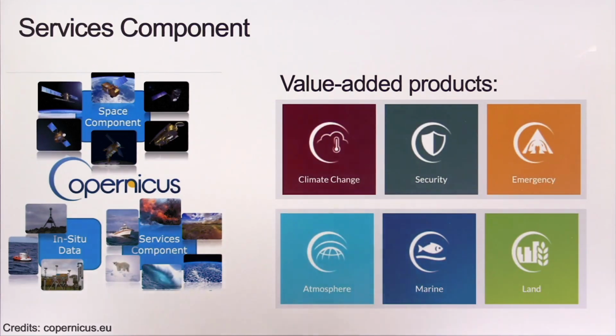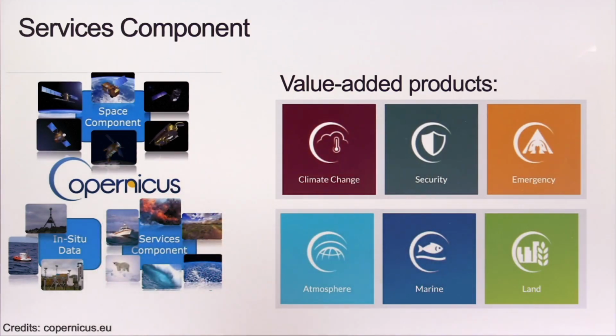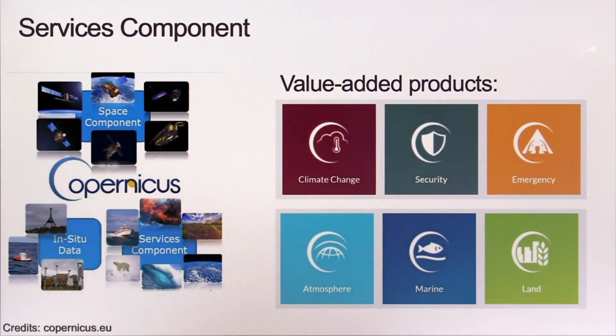On the other side, we have the service components. The service components are so-called higher level products, which have a lot more information than just what you can see within a map. These so-called value-added products are categorized in these six categories of activities of the Copernicus program. Within this talk, however, we will focus on the space component.